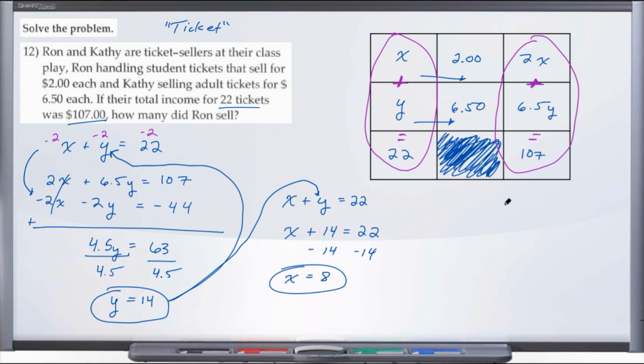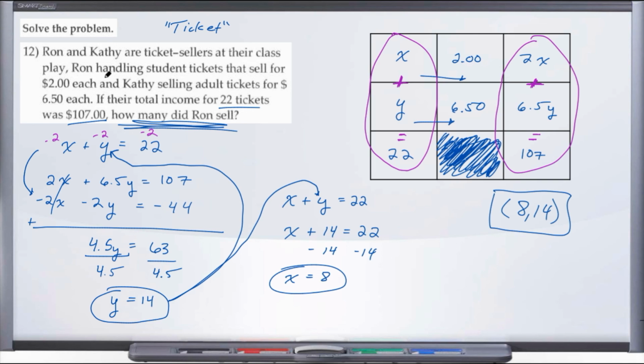All right, again, be careful. Don't just randomly put your solutions into an ordered pair and move on. This may not be what they're asking you. While this is correct, this is the solution to this system that we created, this may not be the question they're asking us. So always go back to your word problem and read that last line again, because the last line is the question that they're asking us to solve for. So if their total income for 22 tickets was $107, how many did Ron sell? So they just want us to tell them how many Ron sold.